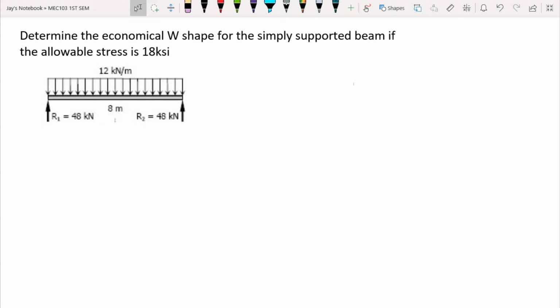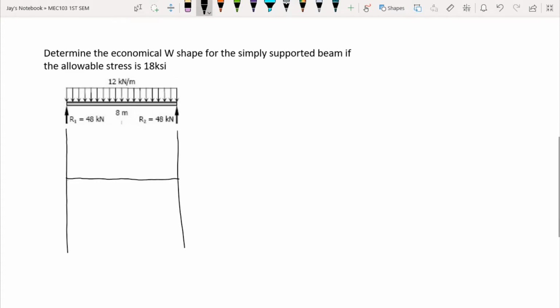It's either by using the moment equation or the area method, but in this problem, I would prefer the area method. Now, we are supposed to compute the reactions first, but in this problem, the reactions are already computed. We have the reaction at 1, which is 48 kilonewton, and the reaction at 2, which is also 48 kilonewton, which is correct. So we can be sure that R1 and R2 are equal, since this is symmetrical with respect to the y-axis.